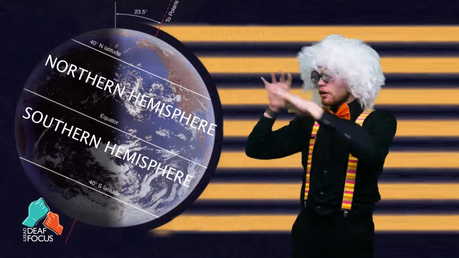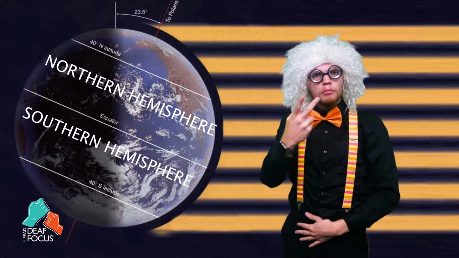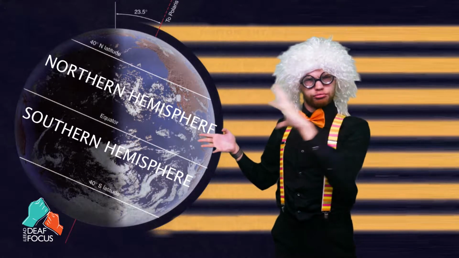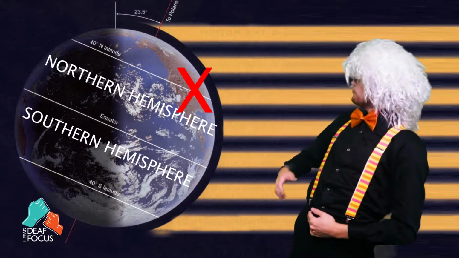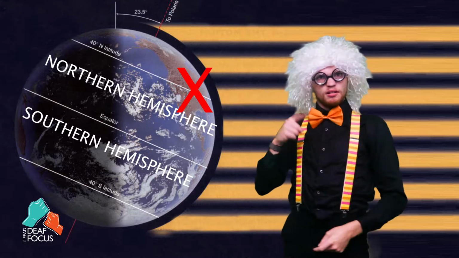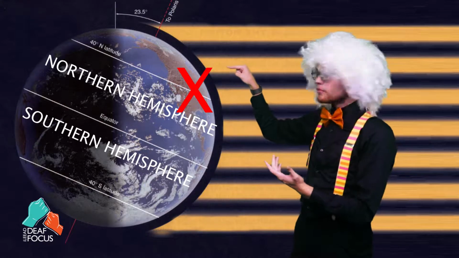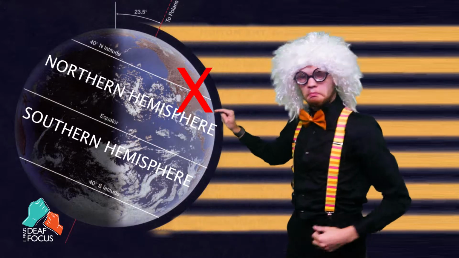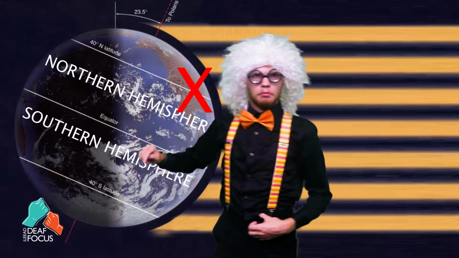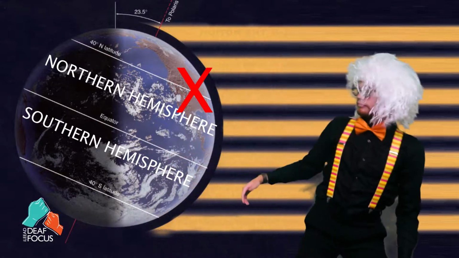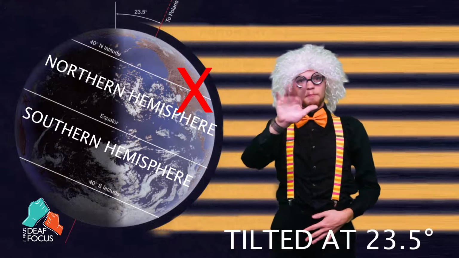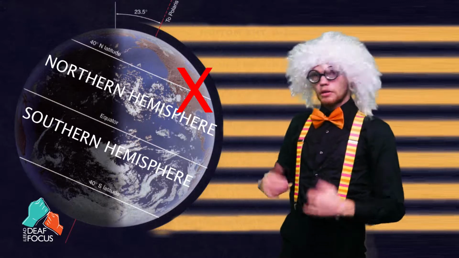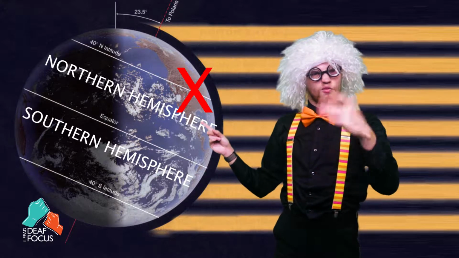You see, the Earth and these yellow rays, they're hot rays from the sun. You see that X? That's where we live, on the northern hemisphere. The southern hemisphere is below the equator. You notice the Earth's axis is tilted, right? It is. The Earth's axis is tilted at 23.5 degrees.